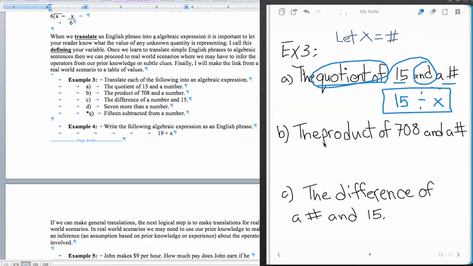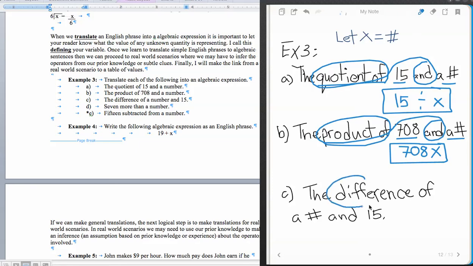Our next example, the product of. So the product of, and I'm going to go find the thing that it's using to connect, so the word "and" here, and it's connecting this and this. So we need to know that product means to multiply, so we're multiplying 708 and the number. So the operator "and" is going to go right in here. Because it's multiplied times a variable, I can just simply write those next to each other. So 708 x, and again I've already defined let x equal the number, so I have 708x.